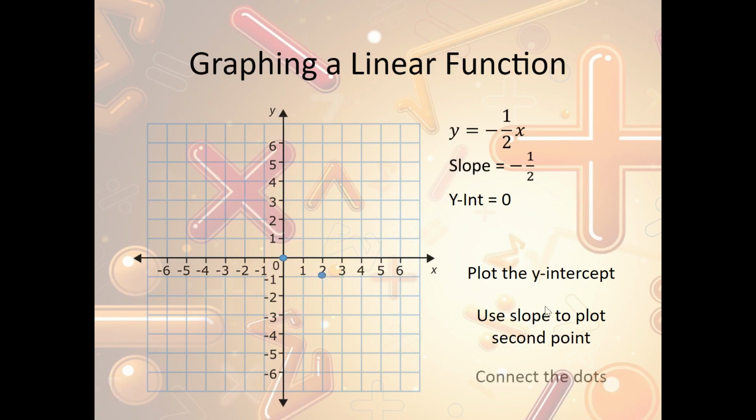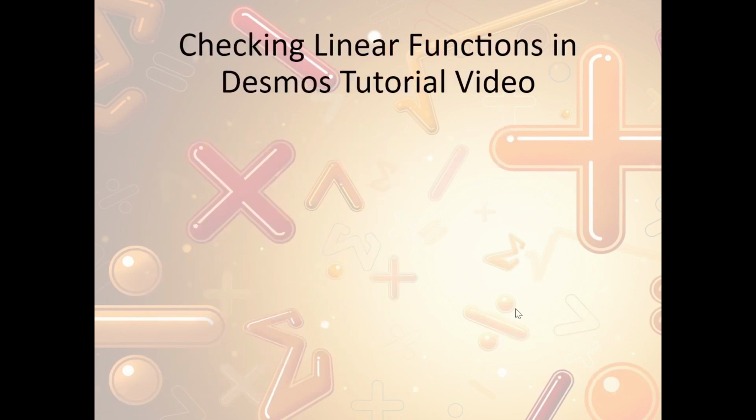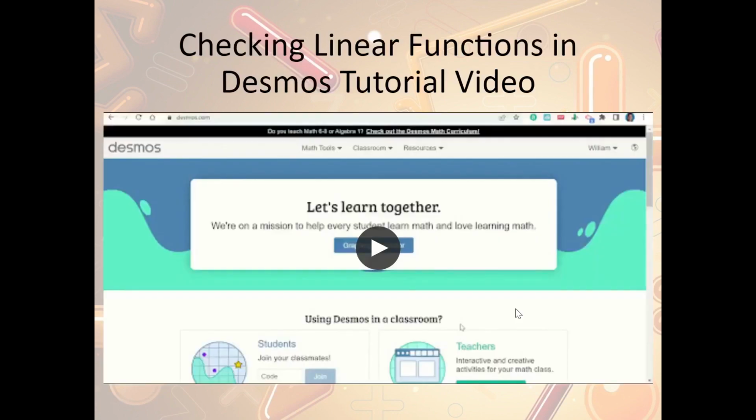The next step is just to connect the dots and draw a line between them. So I'm going to connect the dots. And now I have a linear function that is graphed that goes through 0 and has a slope of negative 1/2. There's a video here also that shows you how to graph linear functions in Desmos. So you can go ahead and watch that.